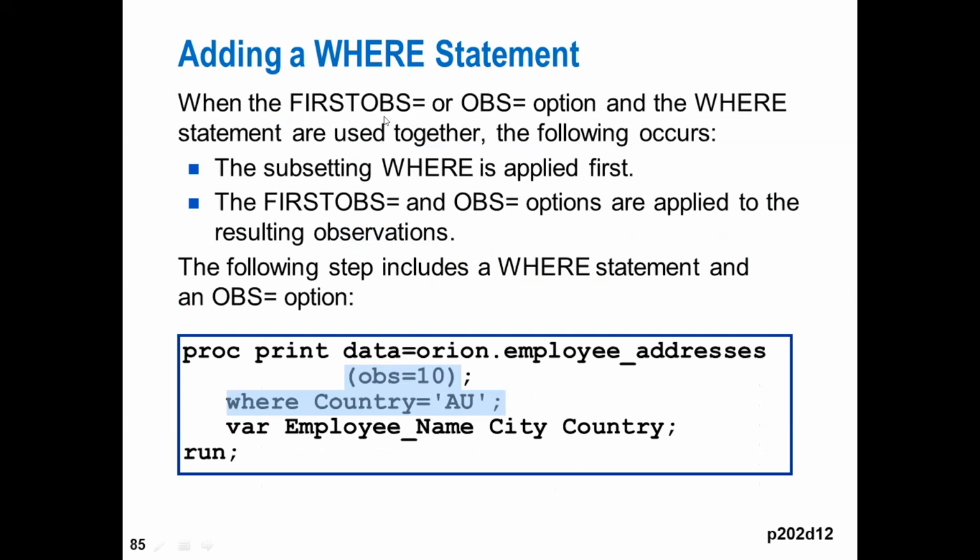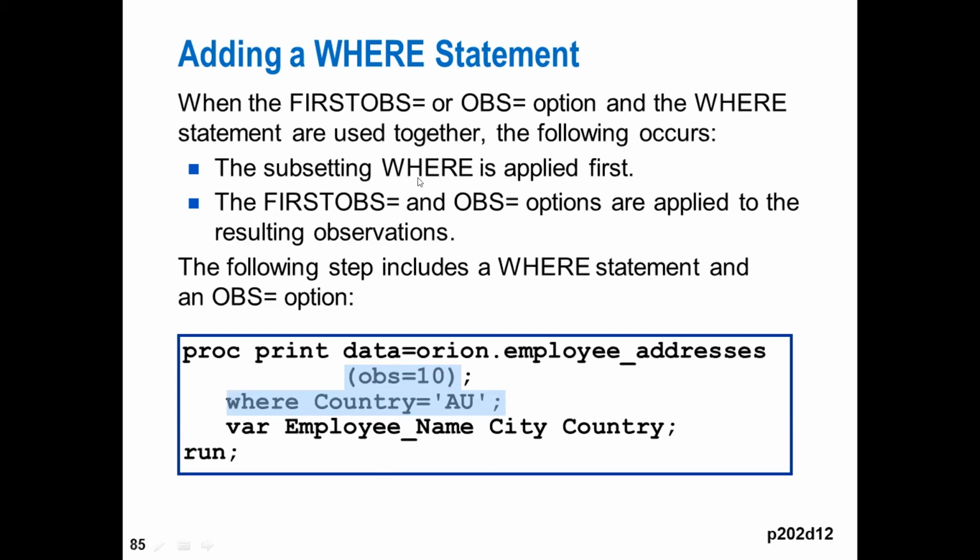When the FIRSTOBS= or OBS= options along with a WHERE statement are written together in PROC PRINT, first and foremost it will first subset your data on this criteria, and then it will select the observations with 10 rows. So the first thing, it will follow the subsetting with the filtering criteria of WHERE.